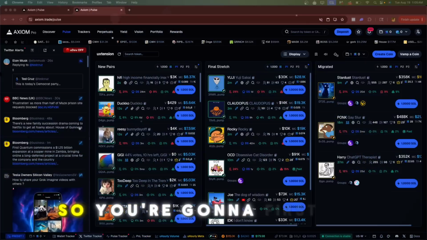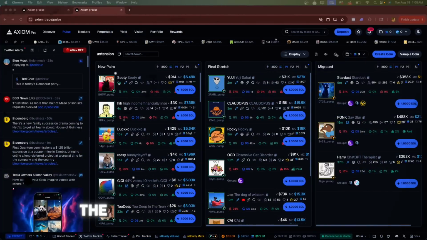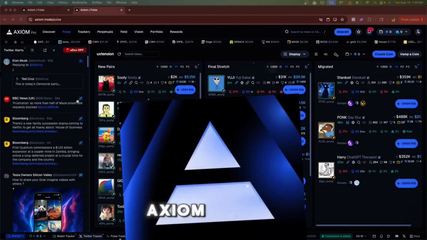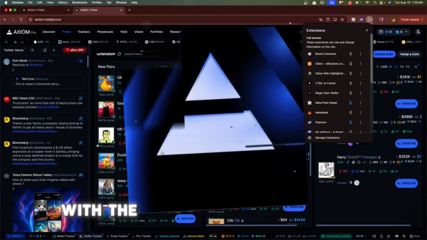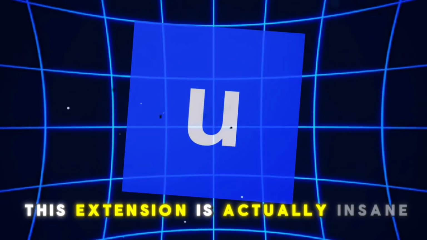So we're gonna first need a trading platform, of course. The best trading platform that I recommend is gonna be Axiom, always. This platform is insane. And you pair Axiom with the extension called Uxento. This extension is actually insane.